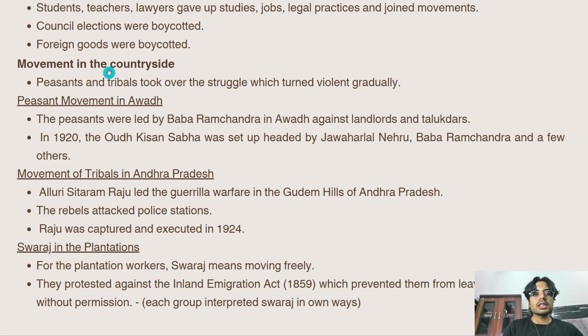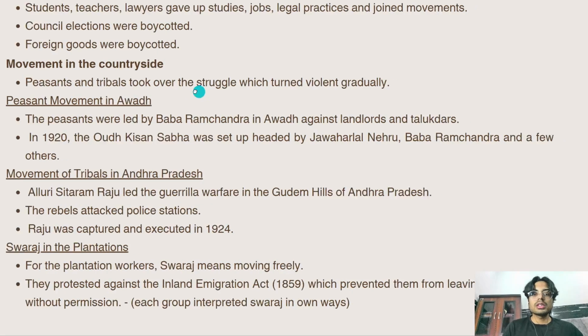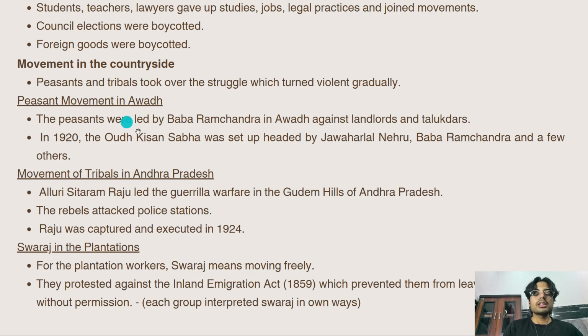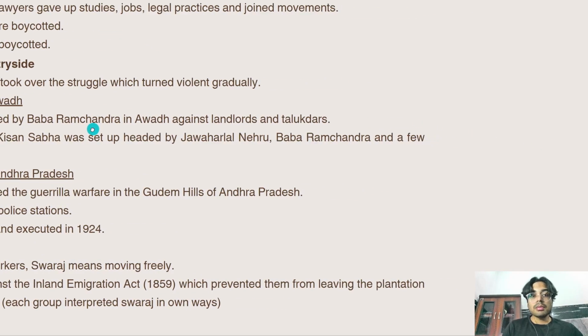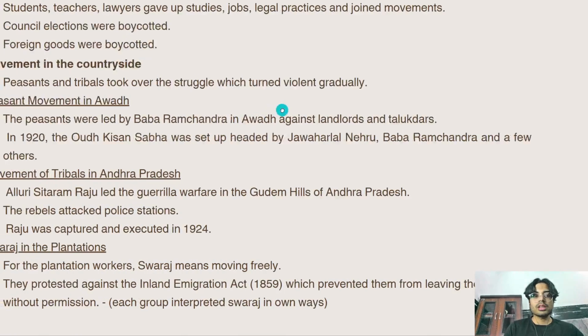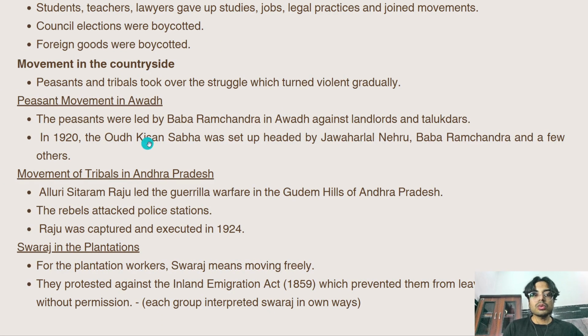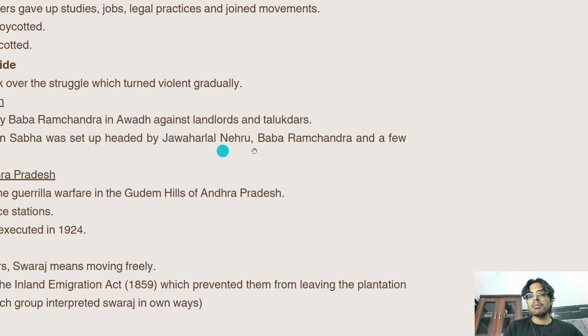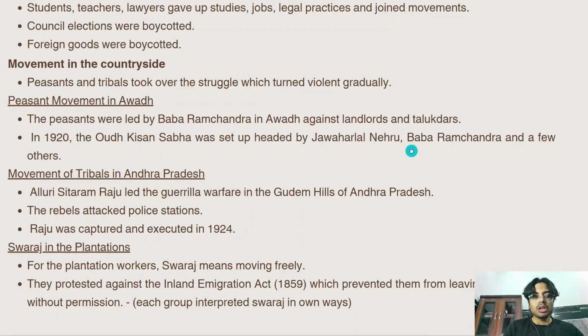Now, the movements in countryside or the village areas, peasants and tribals took over the struggle, which turned violent gradually. Peasant movements in Awadh took place, such as the peasants were led by Baba Ramchandra against landlords and talukdars. Okay. Now, in 1920, the Awadh Kisan Sabha was set up, which was headed by Jawaharlal Nehru, Baba Ramchandra, and a few others.